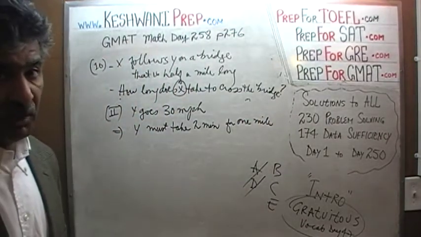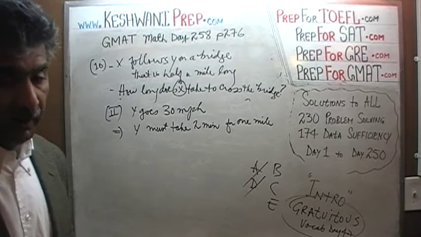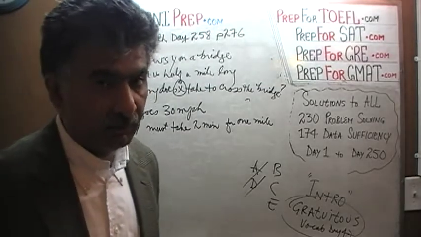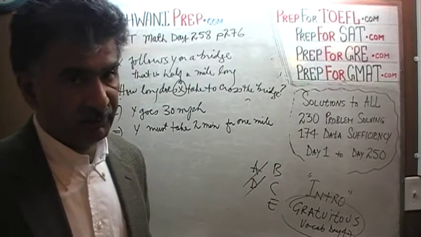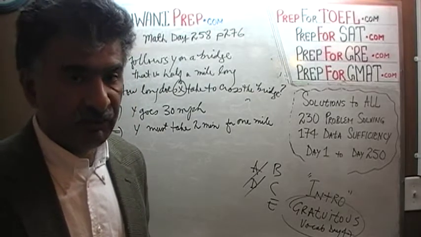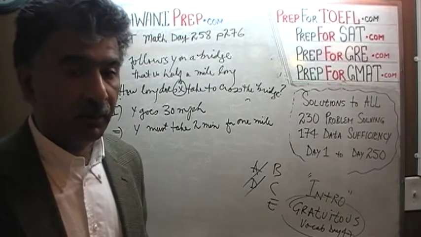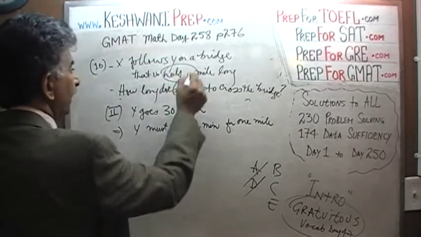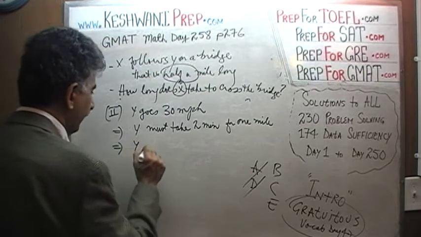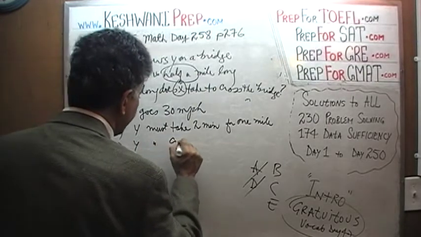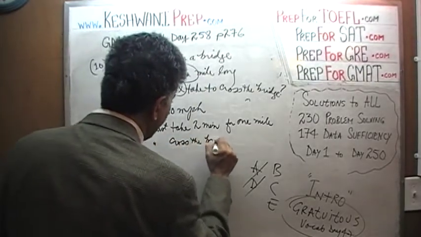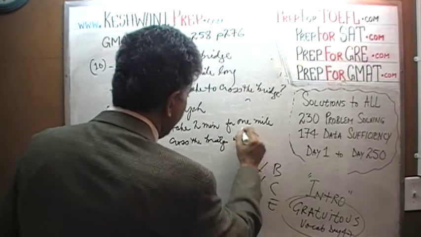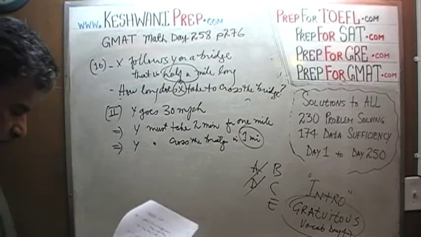Had it been going 60 miles per hour, he would have covered 1 mile every minute. Because he's going half the speed, 30 miles per hour instead of 60, it's going to take twice the amount of time per mile. It's going to take 2 minutes per mile. The bridge is only half a mile long. So that implies that y must cross the bridge in 1 minute. Oh, I think we're done. Y must cross the bridge in 1 minute, I think.